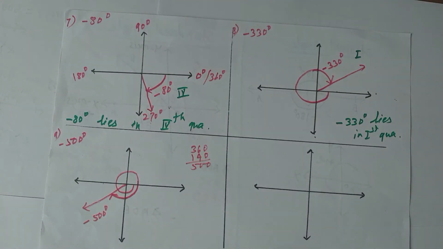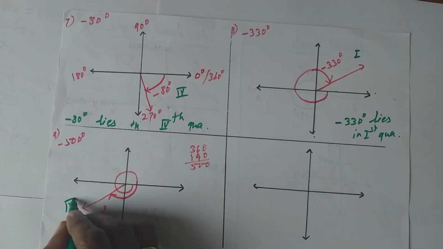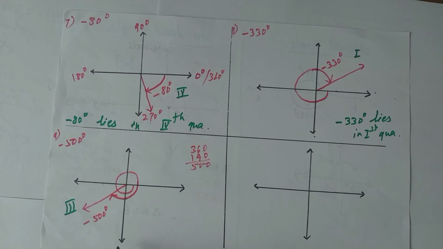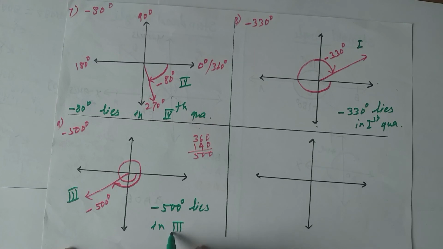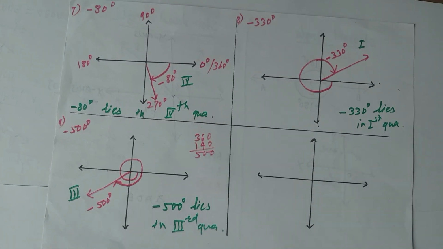And in which quadrant does it lie? It lies in the third quadrant. Therefore, you write down minus 500 degree lies in third quadrant. Okay. Then see the next.